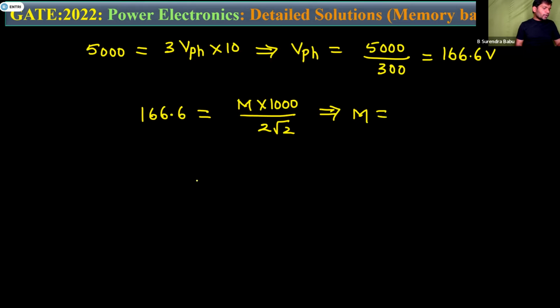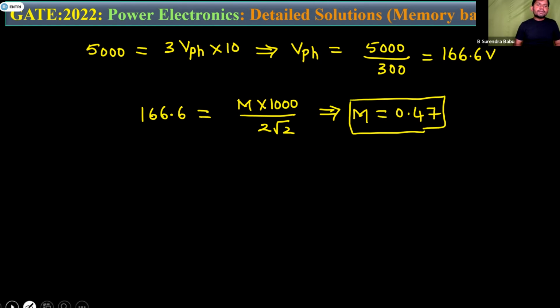Do the calculation. So approximately, what modulation index can we get, students? It is also very simple. The modulation index is approximately 0.47. This is the answer.